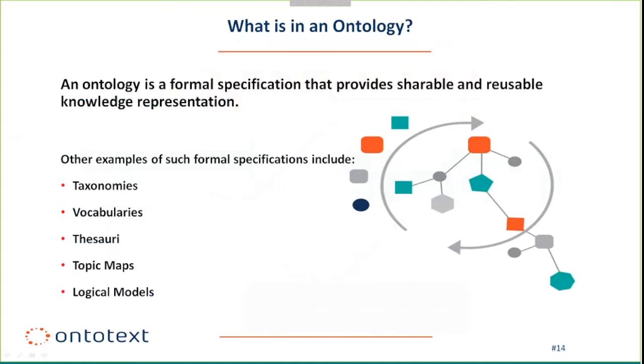In addition to RDF schema, you can gain much wider capabilities of such inference and of defining restrictions and a form of schema to your data by employing ontologies. An ontology is a formal specification that provides shareable and reusable knowledge representation. Other such formal specifications include taxonomies, vocabularies, thesauri, logical models, and also topic maps.